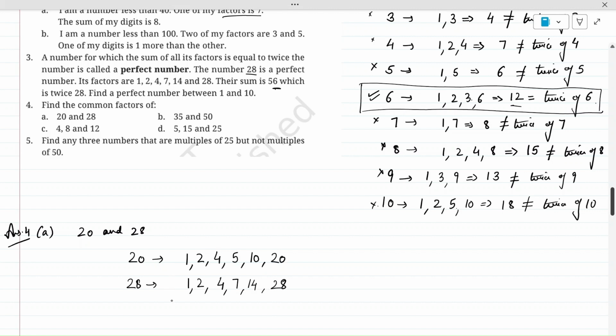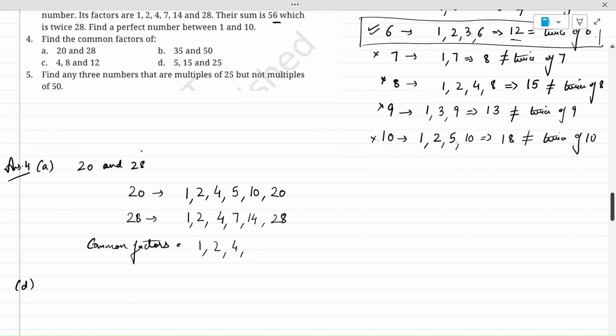So what are the common factors? The numbers which are common in both. I'm writing here, common factors. 1 is common in both, 2 is common in both, 4 is common in both. So these are the common factors of 20 and 28: 1, 2 and 4. Okay, next I am taking the D part.